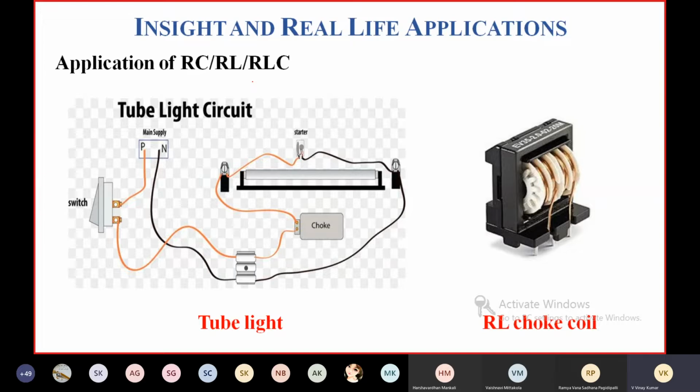Tube light circuit. An RLC circuit is involved in this tube light: an RL choke coil. Normally you're going to have a tube light like this. Coming to the working of the tube light.